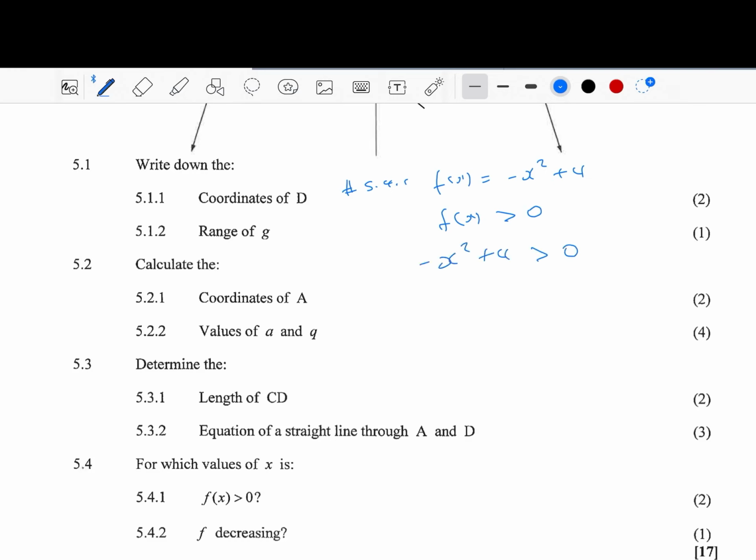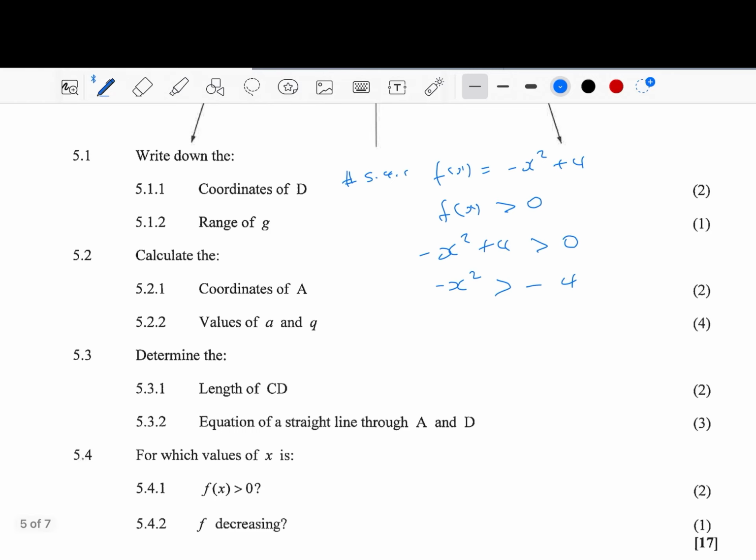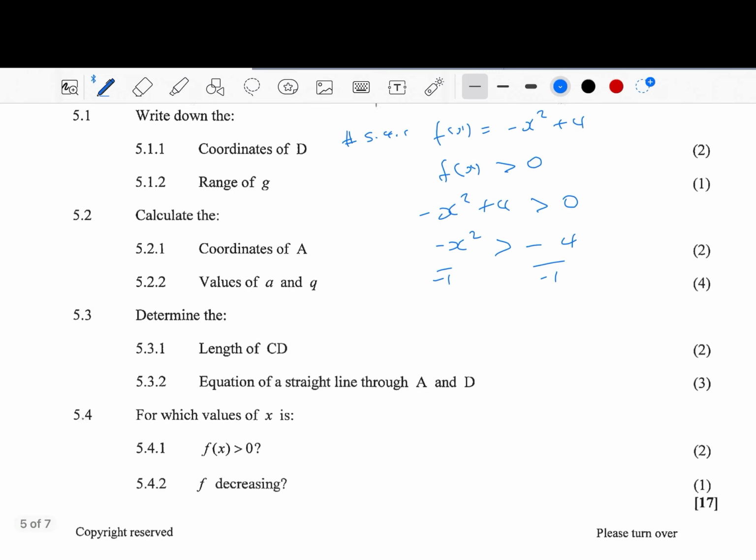Just solve for x. So you have -x squared. If you take that 4 to the right hand side, it becomes -4. And then you divide by -1 on both sides, because when I cancel that negative, your left hand side becomes x squared. But because you're dividing by a negative on both sides, that's very important.